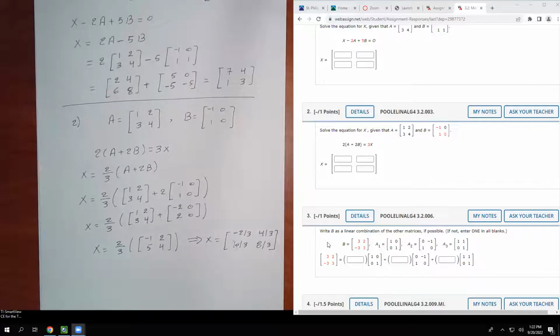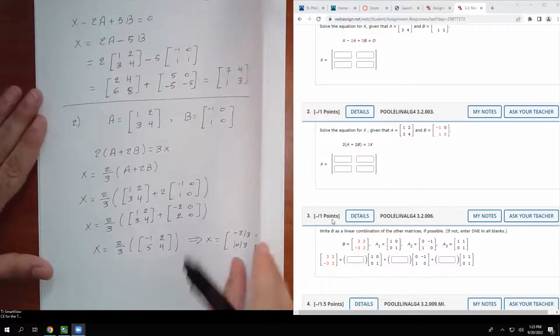Example 3, they ask you to write B as a linear combination of the other matrices. So here's the matrix B. We need to write down B as a linear combination of A1, A2, A3. That means we need to find the scalars C1, C2, C3. Let's check that. I'm going to work on this example.